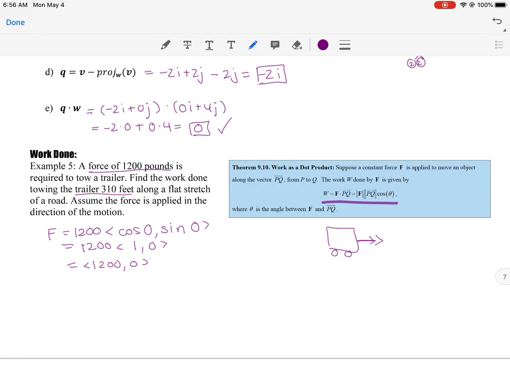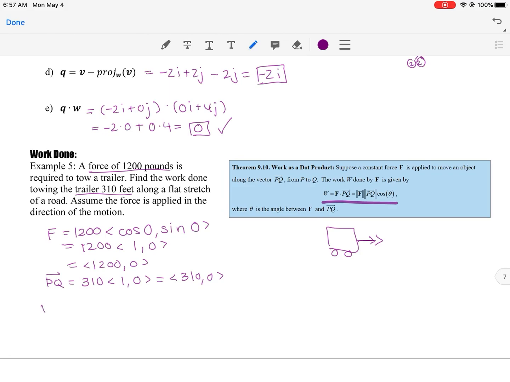Okay, PQ, if you want to think about PQ, that vector is going to be the 310. That's the distance you need to move it. We're going to move it just to the right, but we're not moving up and down at all. So we've got 310, 0. I guess the reason I wrote the force in terms of sine and cosine is because sometimes there will be an angle, maybe pulling up slightly.